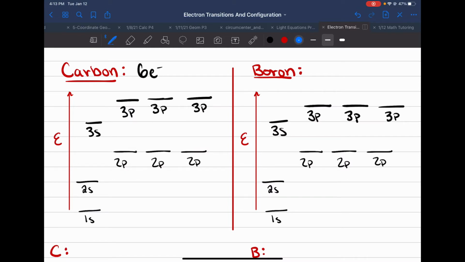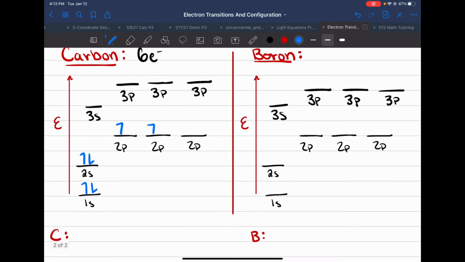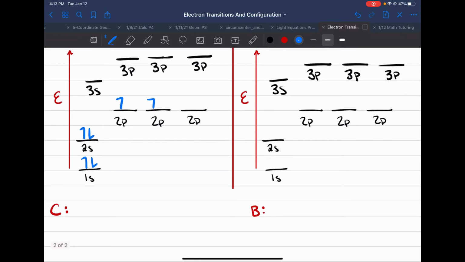So if you remember, we want to start from the bottom and then go up. So I have 1, 2 in my 1s, and then I have 1, 2 in my 2s. And if you remember, with 2p, they're all the same energy, so I'm going to put 1 in each first. So 4, 5, 6. So my electron configuration would be this configuration. This is the two-dimensional version of my electron configuration.